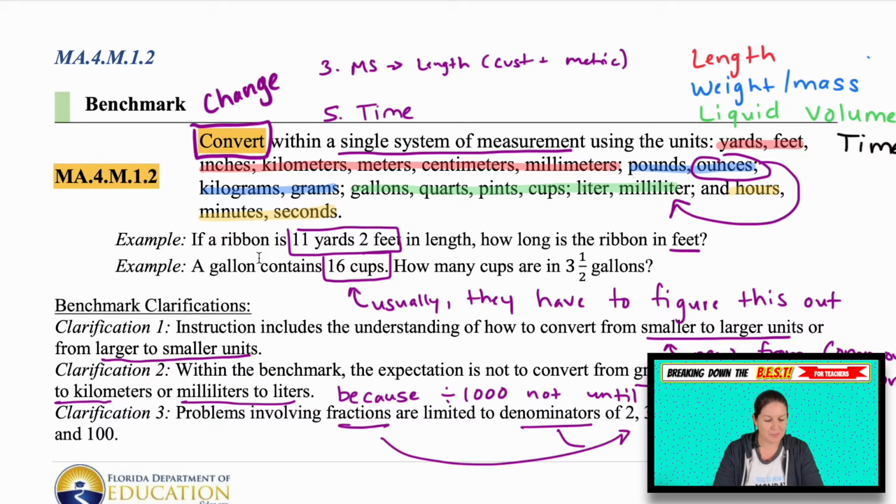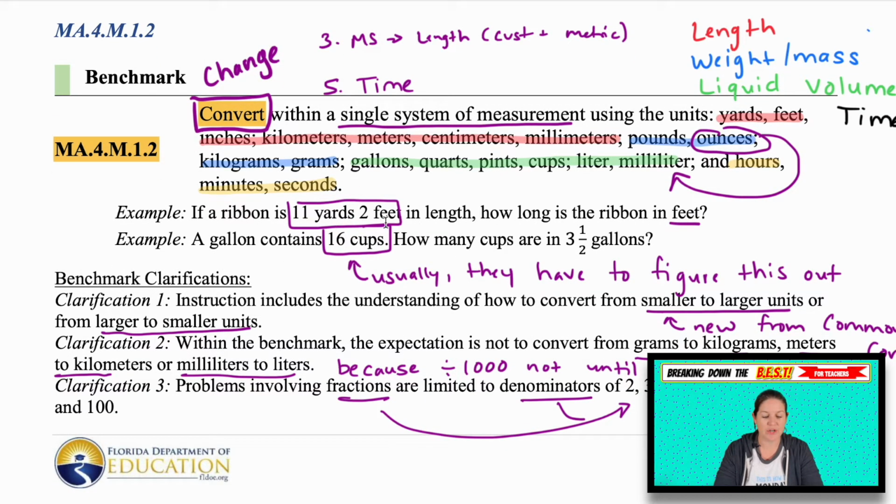We have some examples. It says, if a ribbon is 11 yards, 2 feet in length, how long is the ribbon in feet? So you can see that we would have to convert the 11 yards into feet and then add those 2 extra feet to determine the total length in feet.